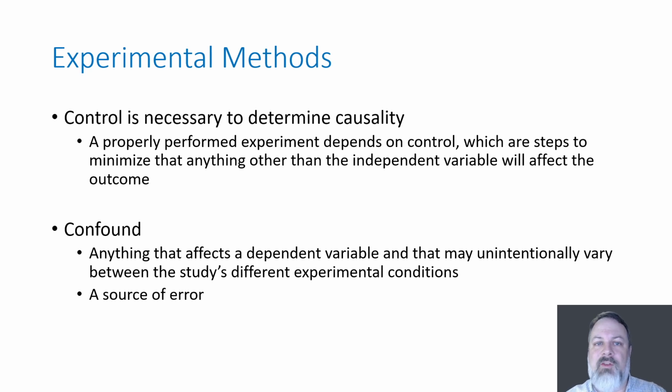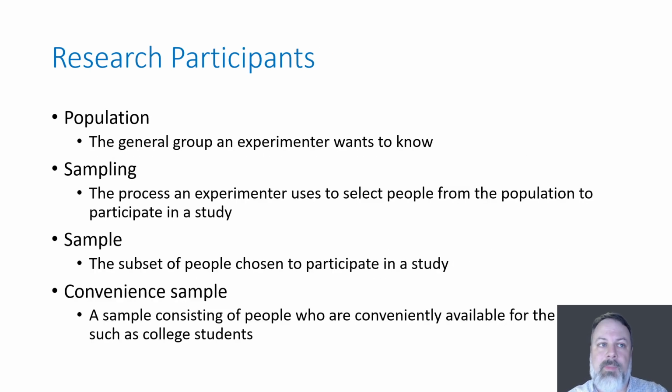A properly performed experiment depends on the control, which are steps to minimize that anything else other than the independent variable will affect the outcome. Because what we're trying to do is eliminate what we call confounds. Anything that affects the dependent variable unintentionally. And this becomes a source of error that gets added to our study. So we want to eliminate as many confounds as possible so that the only explanation about why I saw a difference between my groups and the dependent variable was because of the manipulation.